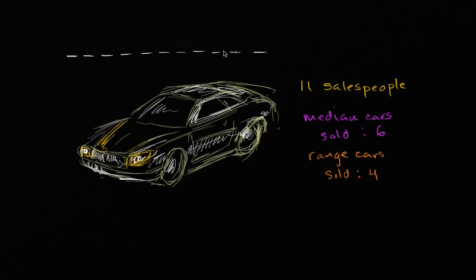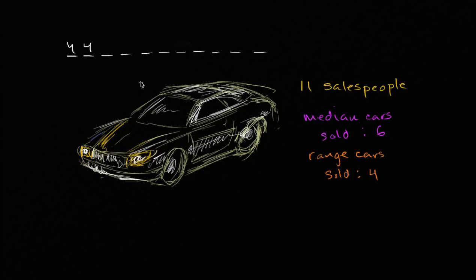So if we ordered all of these numbers from least to greatest, maybe, and I'm just making up numbers here, this is 4, 4, 5, 5, 5, 6, 7, 7, 8, 9, 10. The median car sold means that the middle number here is going to be 6. Now, we don't know whether all of these other numbers are the actual numbers. I just made those up. But we know that the middle number needs to be 6.